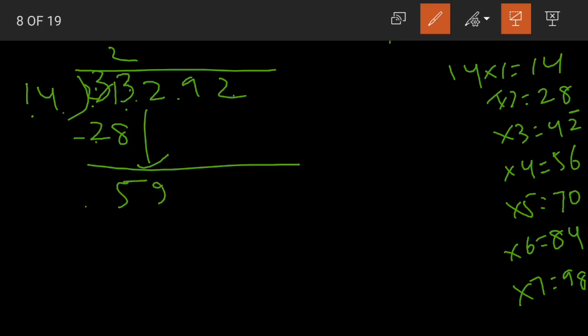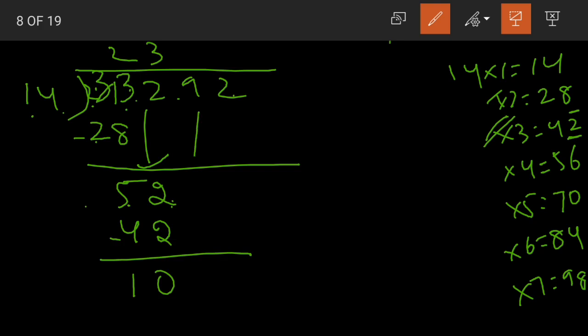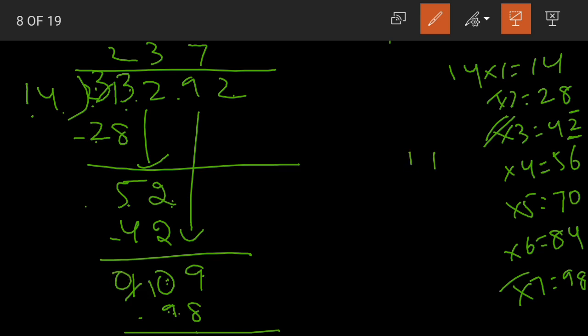Yes, now we'll bring another number down, 52. Now 52 comes in between these two and we'll go with the smaller number. 14 threes are 42. When we subtract, we get 10. Now bringing another number down here, 109. Yes children, so we'll go for 14 sevens are 98. Now when we subtract, what will we be left with? 9 minus 8, 1. 0 minus 9 is not possible, so we'll borrow. 10 minus 9 is 1. We are left with 11.